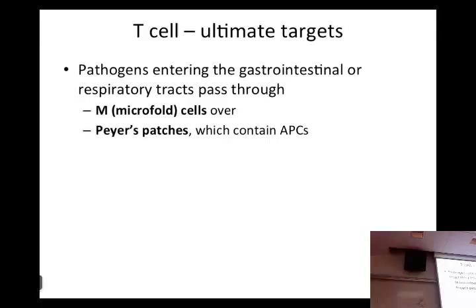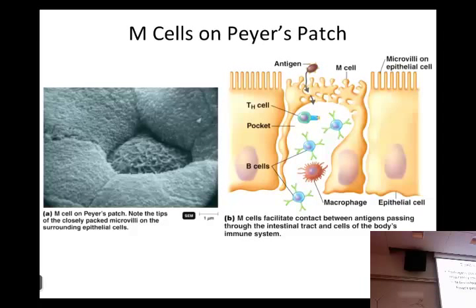So, the ultimate target of the T cell, 1, pathogens entering the gastrointestinal or respiratory tract. And so these guys, most of the time, are getting in our bodies through mucous membranes, and in the process, they're passing through M cells that are part of Peyer's patches, which contain antigen-presenting cells.